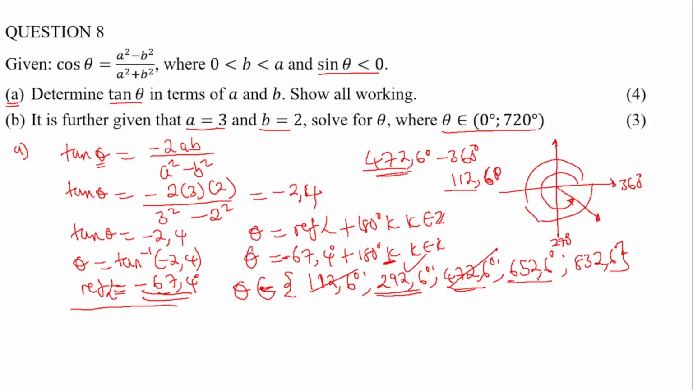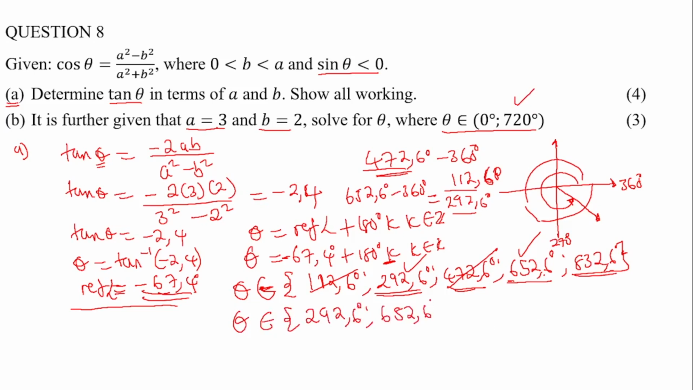And then 652.6, if you subtract here, what do you get? 652.6 degrees minus 360 degrees, what do you get? We get 292.6 degrees. So this is in the fourth quadrant, so this is in. This one is above 720. So our solution here will be theta is an element of 292.6 degrees and 652.6 degrees.